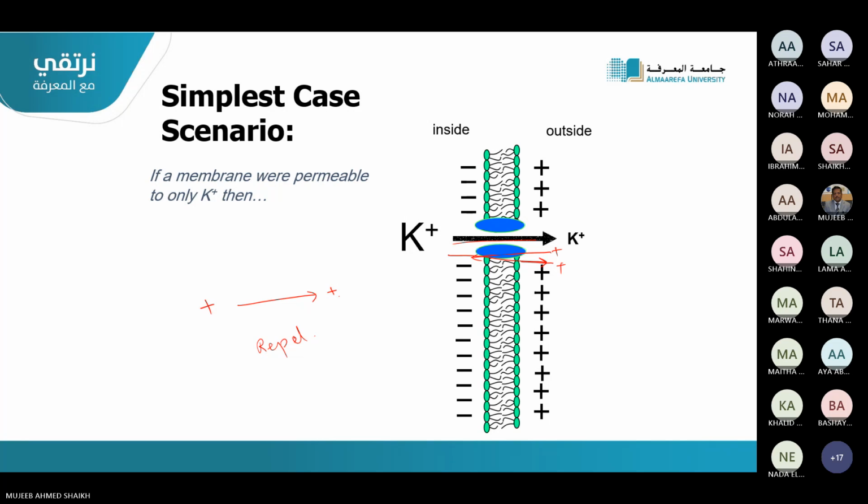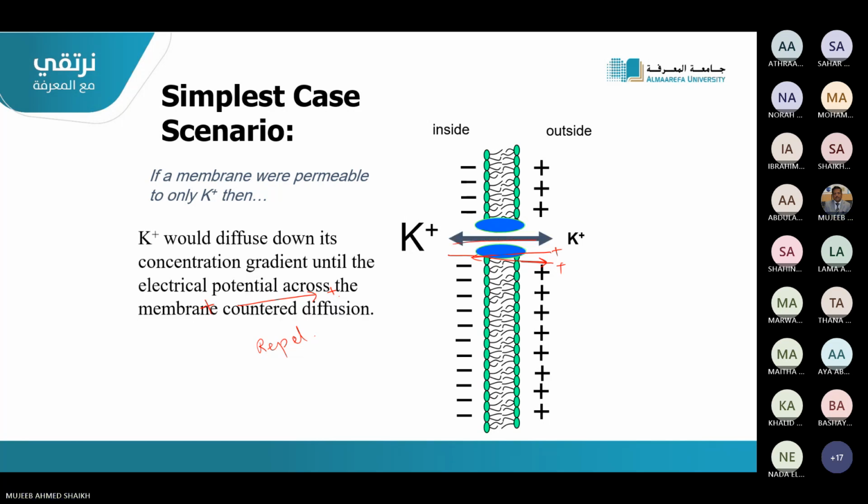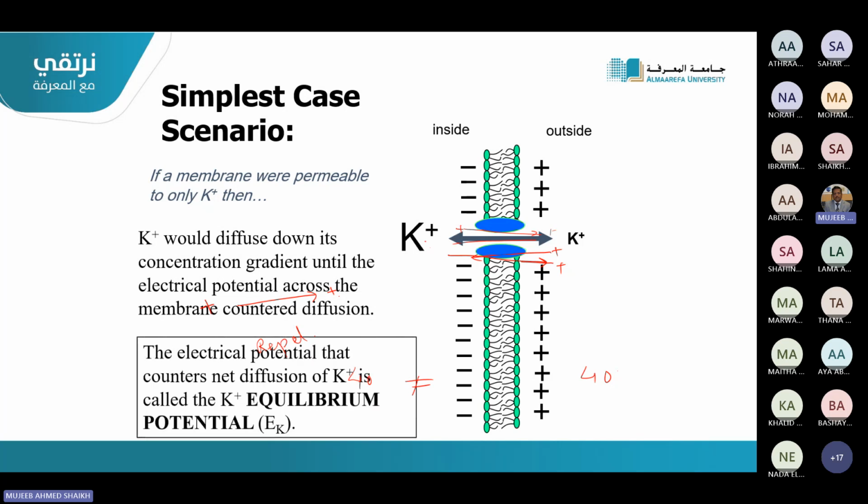Next step, a point will come when no more potassium can go out of the cell, because there is more positive here and positive ions are also going. So there will be a stoppage. At that time the concentration of potassium from inside to outside will be equal, the same number. Suppose 40 potassium are inside, 40 will be outside. So they will become equal. This potential, we call it the equilibrium potential.